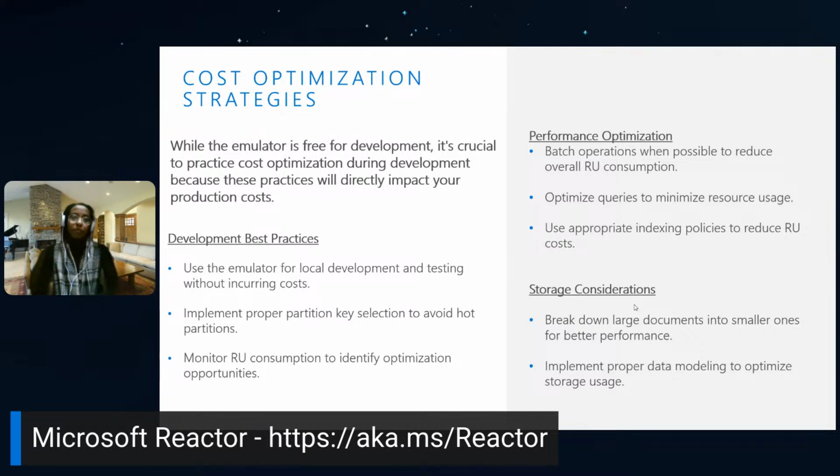We have the performance optimization, so we will talk about batch operations. We can use them when possible, so we can reduce the overall RU consumption, optimize the queries to minimize resource usage, and use the appropriate indexing policies to reduce the RU costs. The storage, of course, is so important. If you are dealing with a business, you need to break down large documents into smaller ones so it will have better performance, and you need to implement proper data modeling to optimize the storage usage.